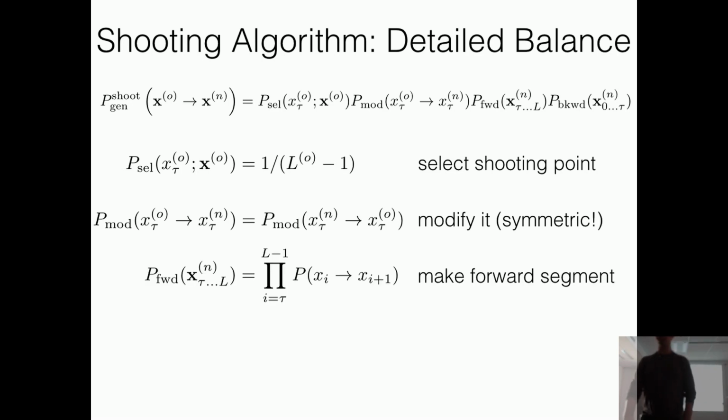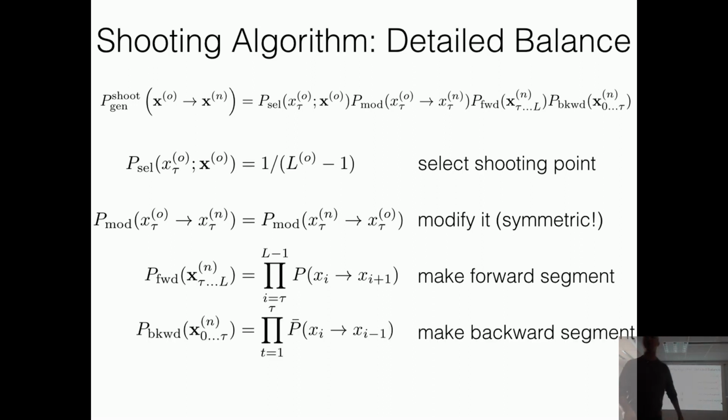Then the probability of making the forward segment is just the probability that we had from the integrator that you move forward. And I'm going to introduce a slightly different notation where we have a bar on the top to say that's the probability of making the backward trajectory. So going backward is just with the bar on the top. That basically means that you're running with your velocities reversed.